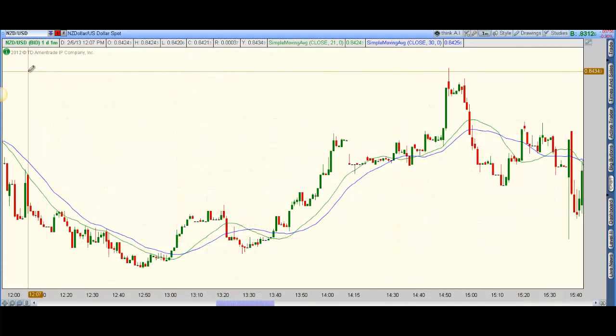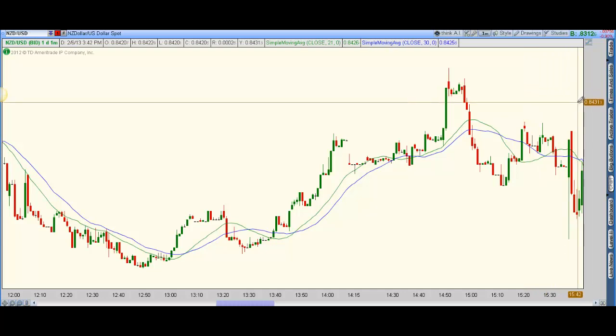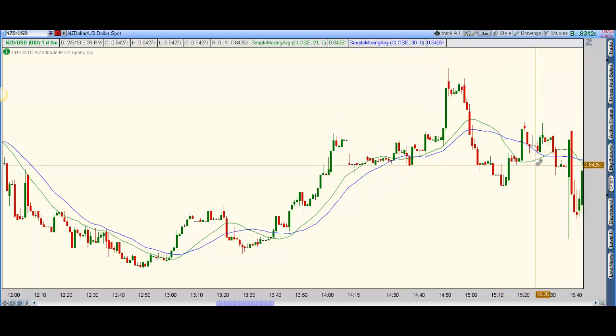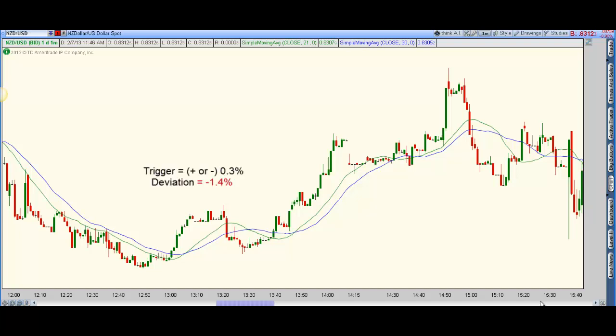We're currently looking at the New Zealand USD chart. This is right prior to the release. Again, my time zone is 1 hour behind the Eastern Standard Time, and this is the New Zealand USD 1 minute chart. Now the trade plan called for two trades. One was the spike trade, one is a continuation trade, and both of those are based on a trigger of plus or minus 0.3 from the forecast to the actual.